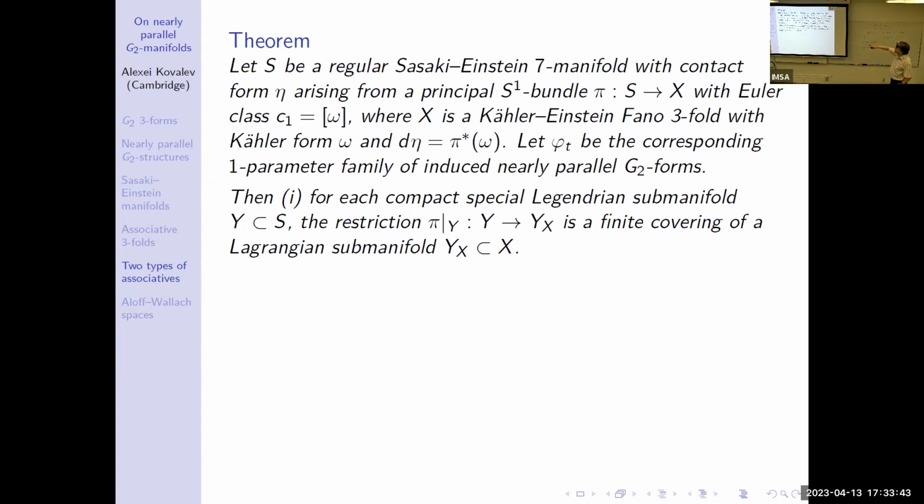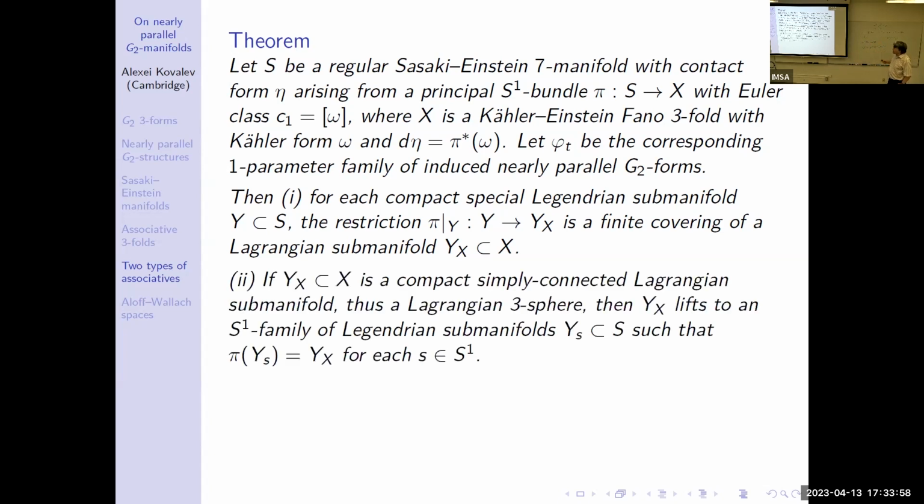if we restrict our pi to this submanifold, we'll get a finite covering of some Lagrangian submanifold. So this tells us what kind of submanifolds inside the threefold can be possible candidates for associatives. Now a bit more is true. If our threefold is simply connected, and we have a Lagrangian submanifold, say a Lagrangian three-sphere, then it lifts to an S1 family of Legendrian submanifolds, in such a way that pi will project it to our Lagrangian. So if it's simply connected, then things are good. We can lift it, and there will still be a closed manifold.